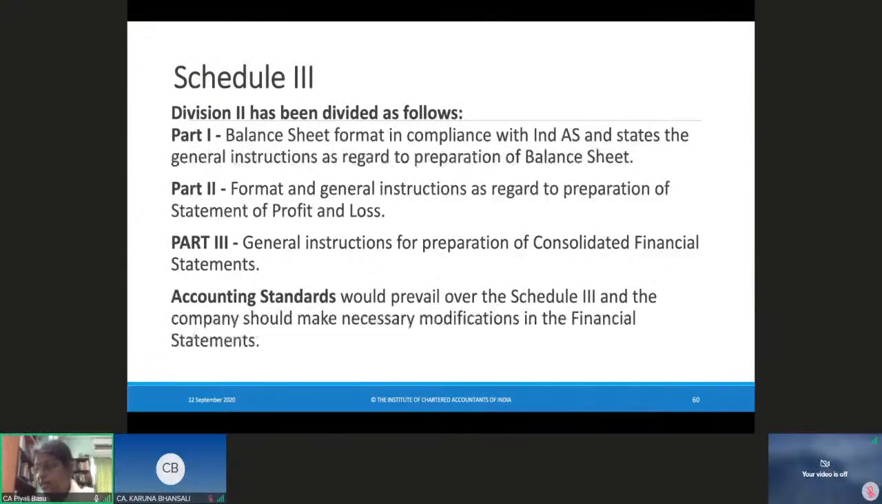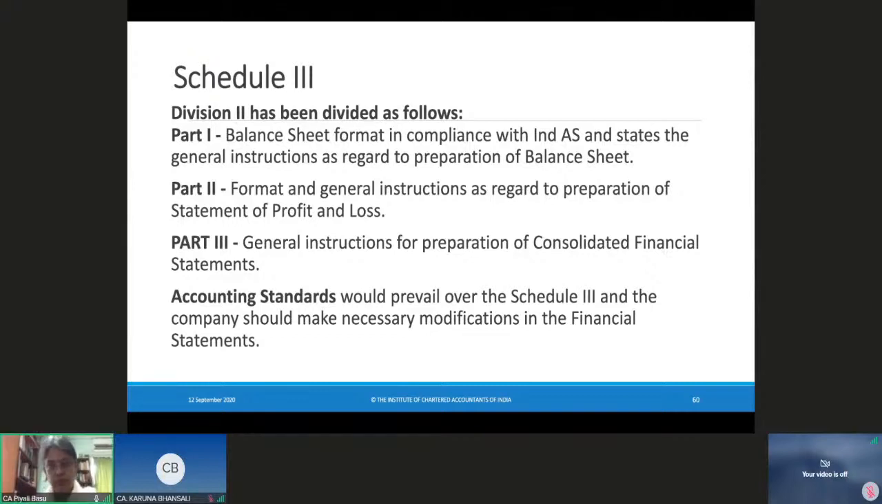So we'll go into a little depth, a little bit, not much. I'm sure you are all aware of this, but still I would like to take you through a little bit of detail of Schedule 3 of the Companies Act. Okay.